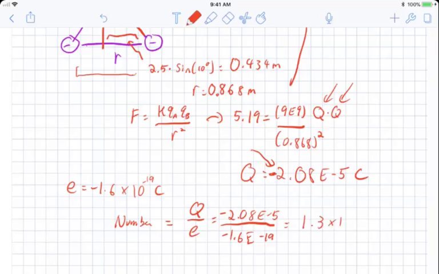1.3 times 10 to the 14 electrons. And that's how you answer that particular question.